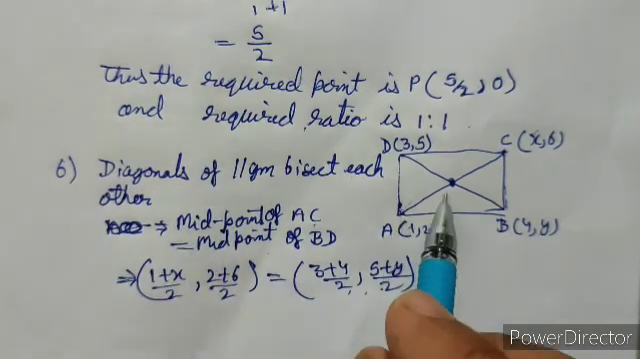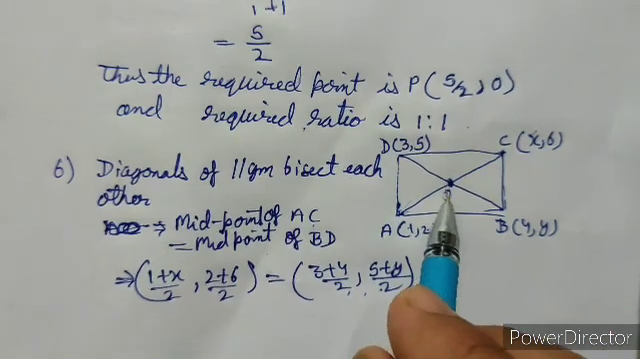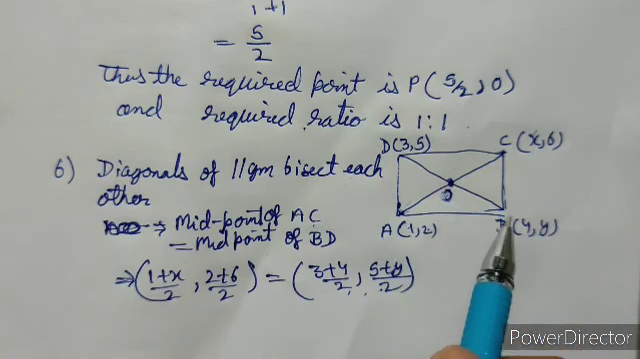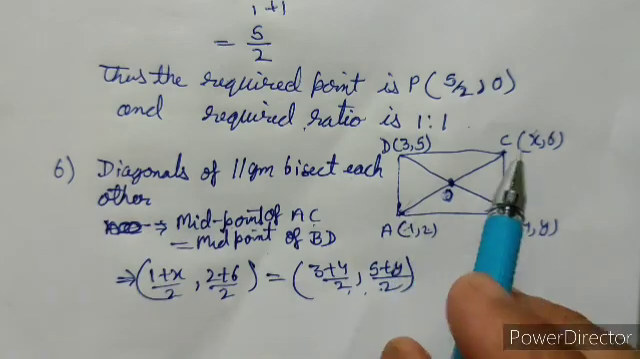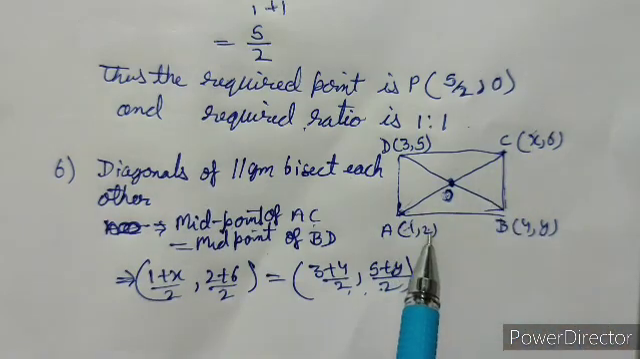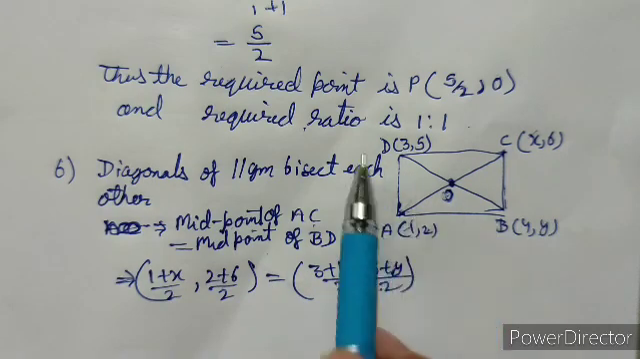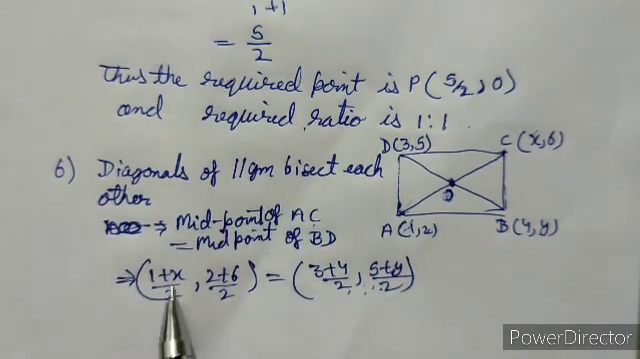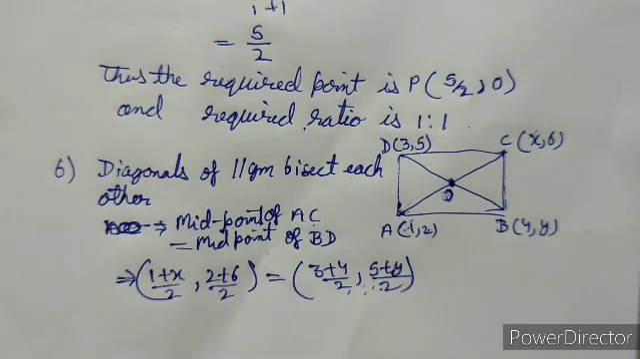That means this midpoint of AC, I am taking it here as O, the midpoint of AC will be equal to midpoint of BD. Midpoint of AC will be (1 plus x) upon 2, comma (2 plus 6) upon 2. And midpoint of BD will be (4 plus 3) upon 2, comma (y plus 5) upon 2. And on equating the coordinates on both sides, we can find the value of x and y.